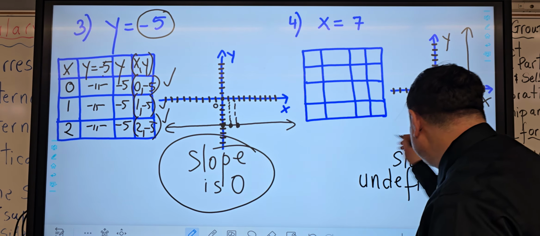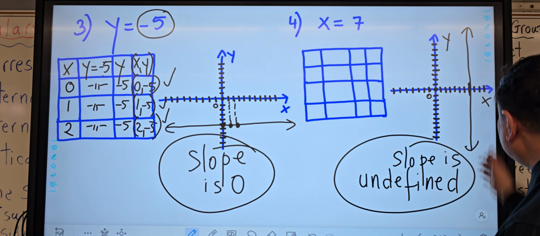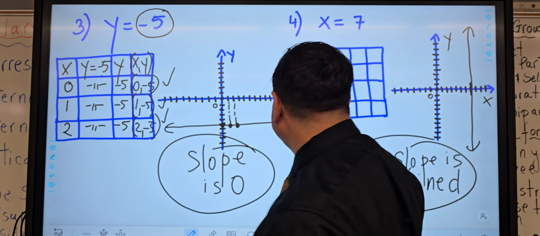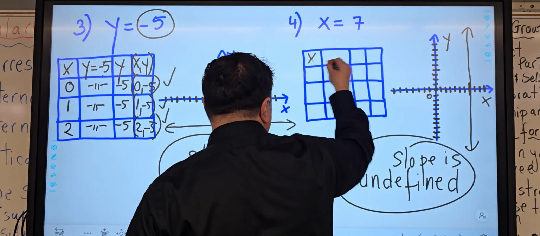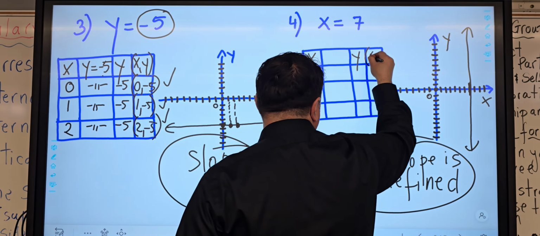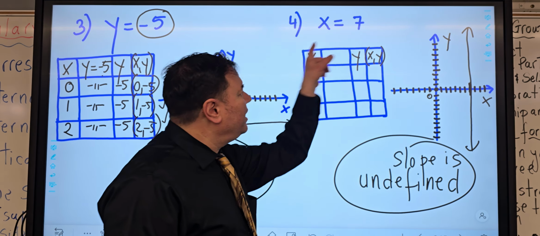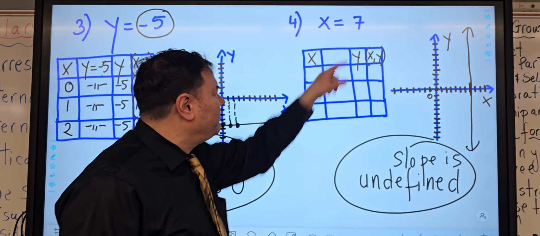Please remember this. The slope is undefined when x equals a number, because the line is going to go up and down, up and down. Again, let's give some values. We have the x and the y. Which one is 7, x or y? X is 7.